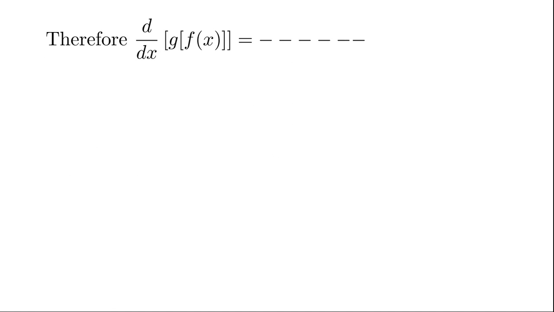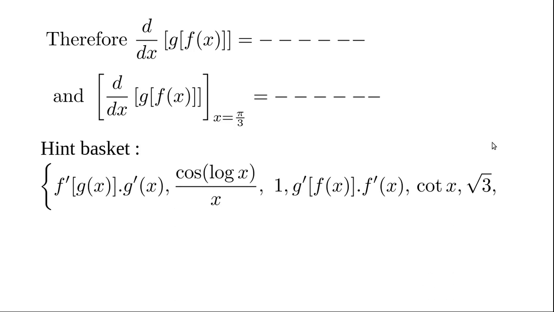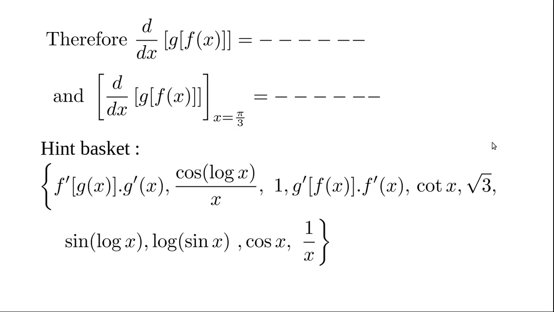Therefore, the derivative of g of f of x equals, this is again to be filled, and when x equals pi by 3, that is this part, you have to find d by dx of g of f of x. That means in the differentiated function you have to put x equal to pi by 3, and that is to be filled out here. So what is this hint basket all about? It contains these values, and you are going to substitute. They are not in order, and we have to choose the proper value for the corresponding blank spaces.